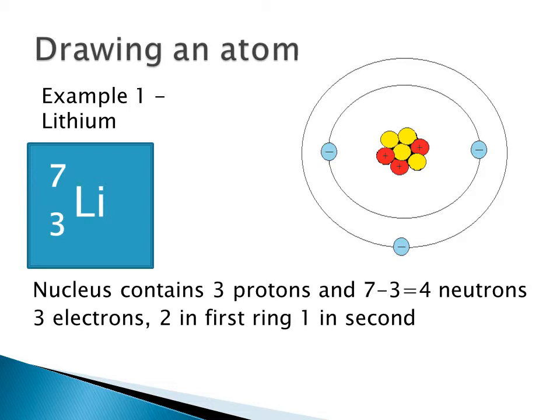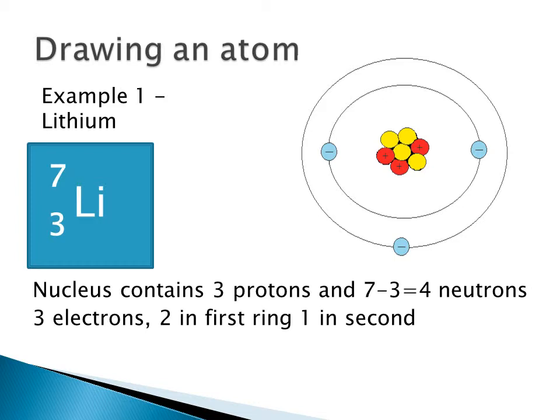Right, finally the number of neutrons. The most common mistake here is to put 7 neutrons in because, well, we've used this number, so it must be this one. We do need the top number, but the top number is the mass number. Now if you remember that only protons and neutrons effectively have mass, if we know we have 3 protons and a total mass of 7, then we must have 4 neutrons. So here are the 4 neutrons. So that is a lithium atom.